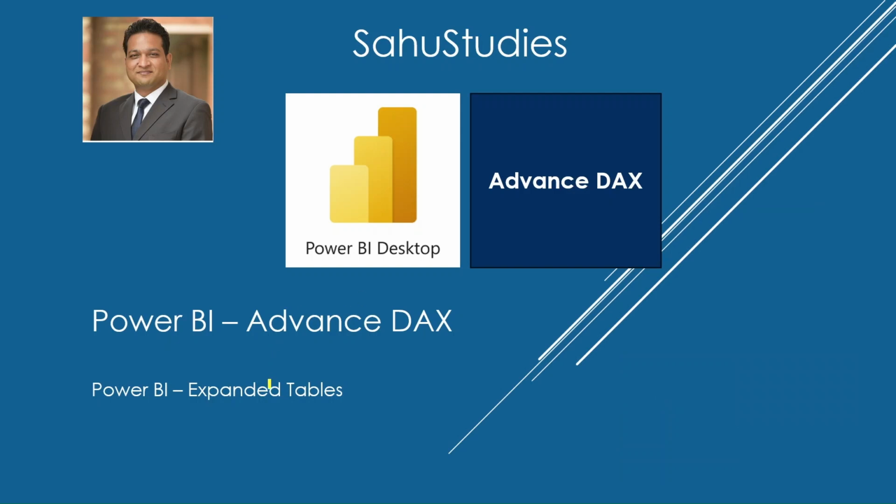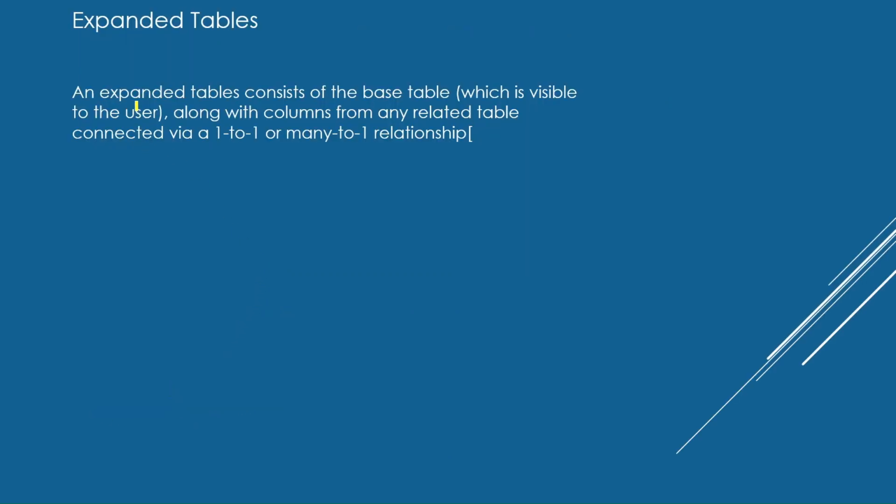In this video, we are going to discuss expanded tables in Power BI. So, an expanded table consists of the base table, which is visible to the user, along with the columns from any related table connected via a one-to-one or one-to-many relationship.